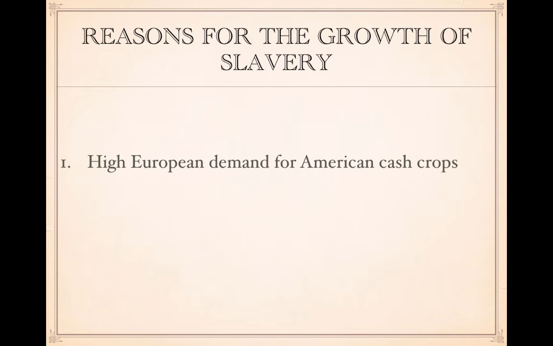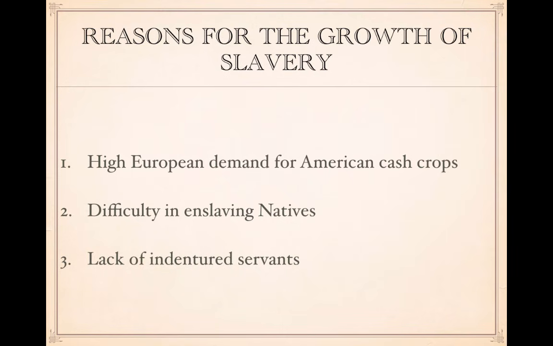So there is this unbelievably high demand for these crops in Europe. That will lead to a need for a large labor force, which unfortunately will lead to African slavery. There's also going to be difficulty in enslaving natives because they were susceptible to disease, they knew the land well, and could run away. And there's also a lack of indentured servants, especially after 1676 with Bacon's Rebellion. So be able to identify and explain all 3 of these.